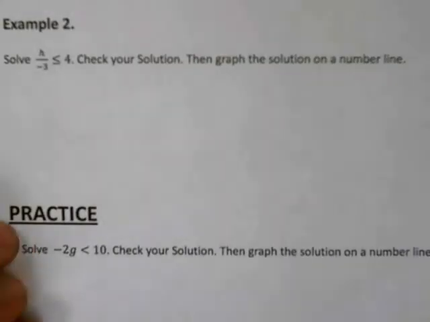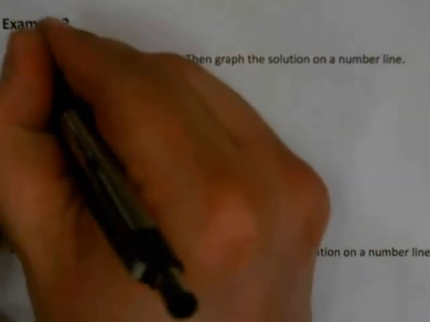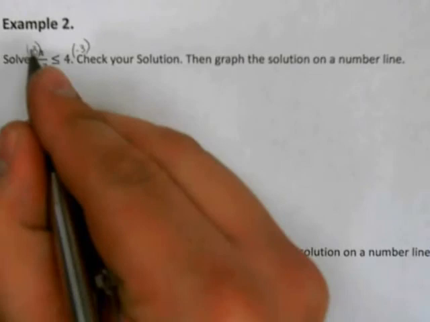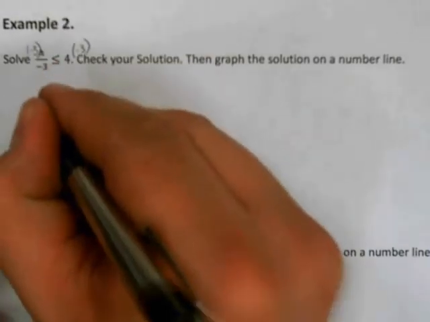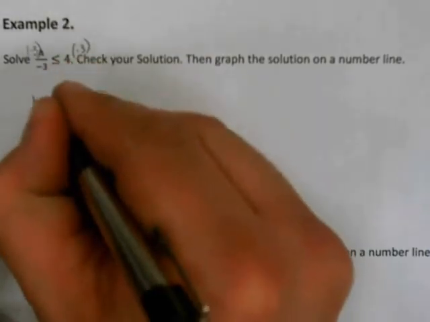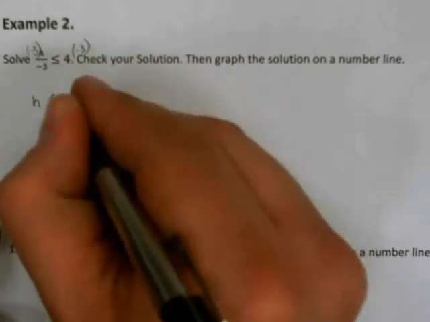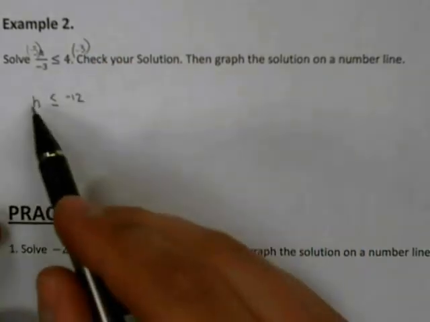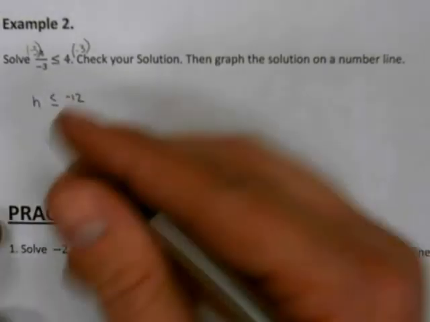Example 2 says, solve h divided by a negative 3 is less than or equal to 4. Check your solution, then graph the solution on a number line. Okay, so same things that we have to do here. We have to multiply by a negative 3 on both sides. And we end up getting h on this side is less than or equal to 4 times negative 3, which is a negative 12.